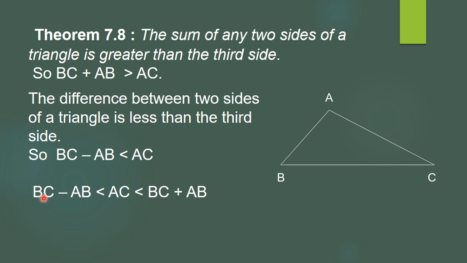It is not only for BC and AB, we can write for all the three results. Here the result given is BC minus AB. You can write AC minus AB. Then naturally if you write AC minus AB, here it will be BC. So according to that we can write all the results.